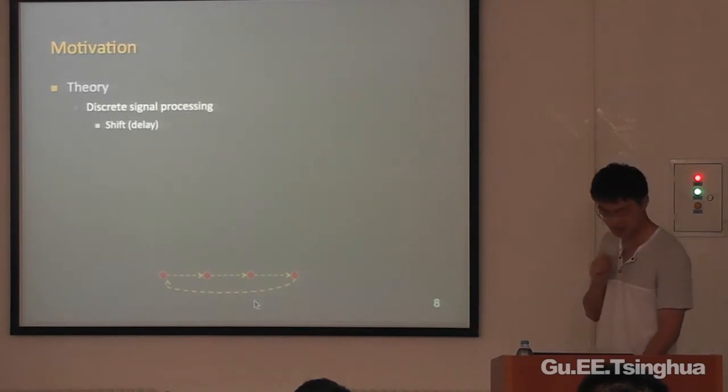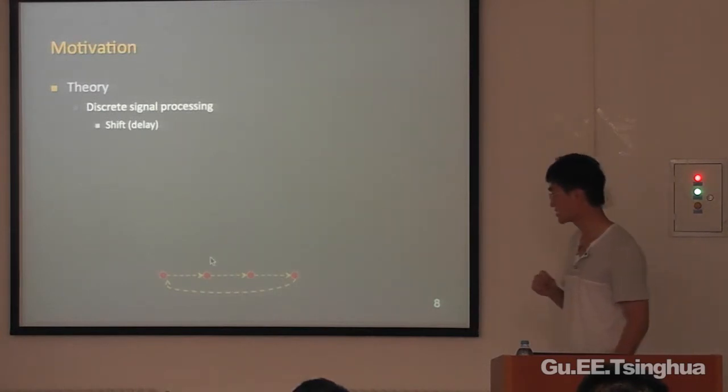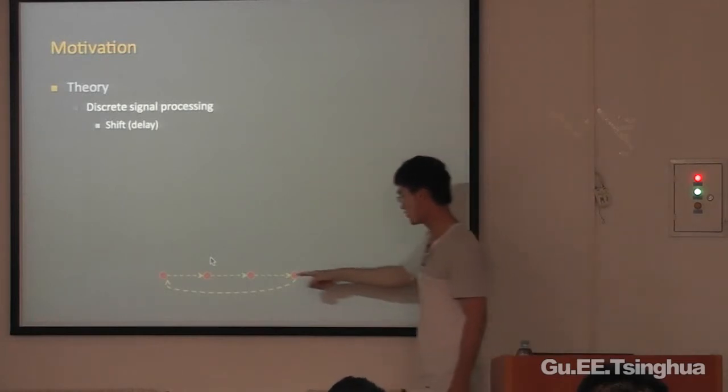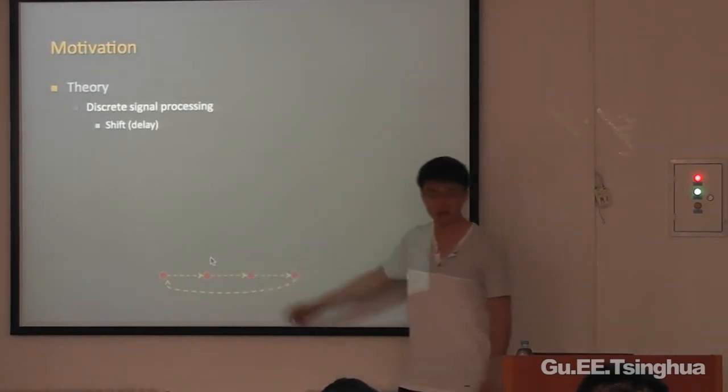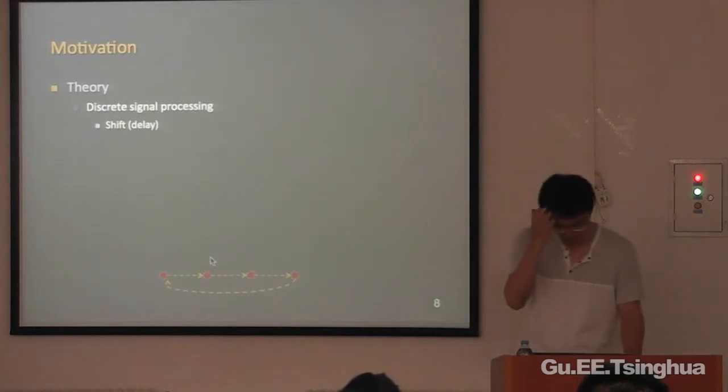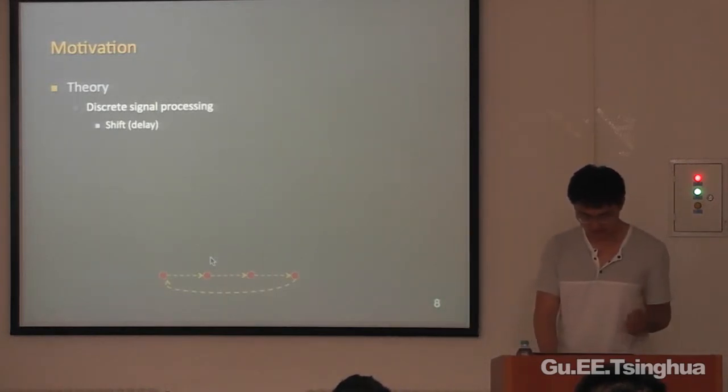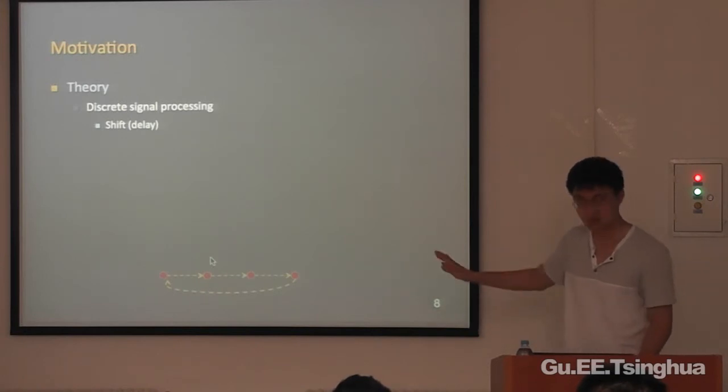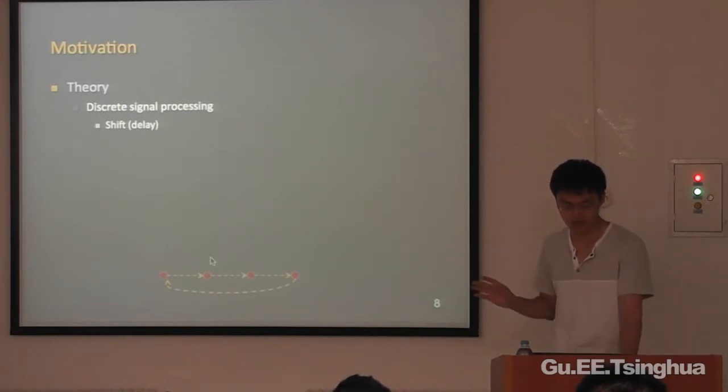This is the structure behind the signal, and we call it shift. Shift, or delay, means moving from this node to the next node. So that's for classical DSP. If we want to generalize it, we assume this is the most elementary operator.